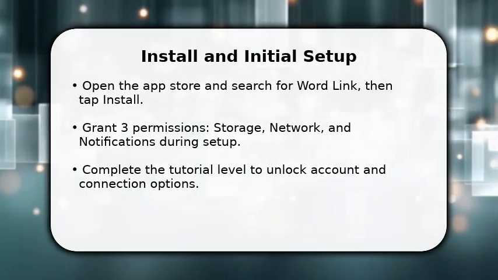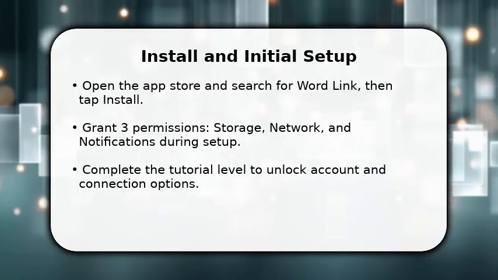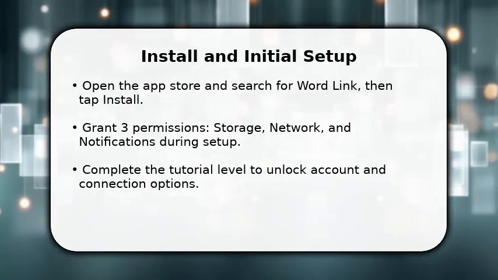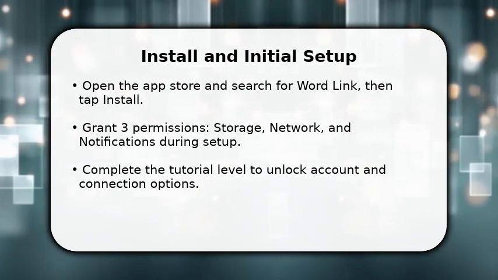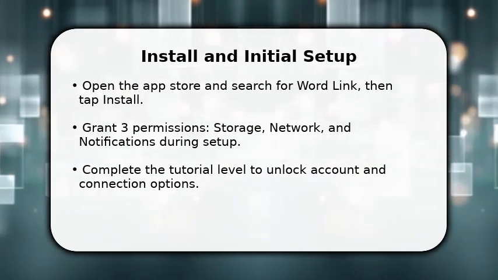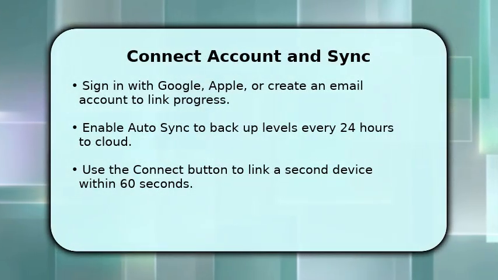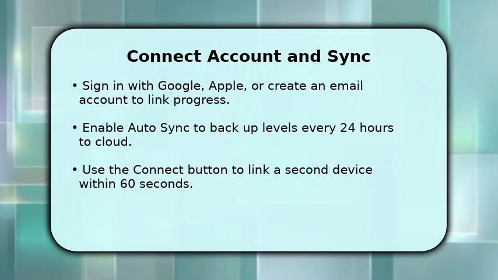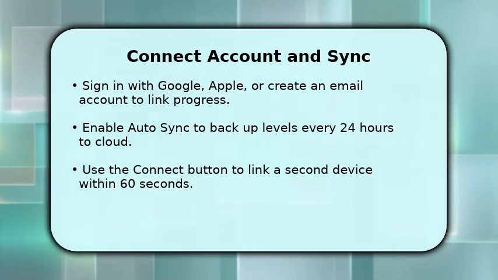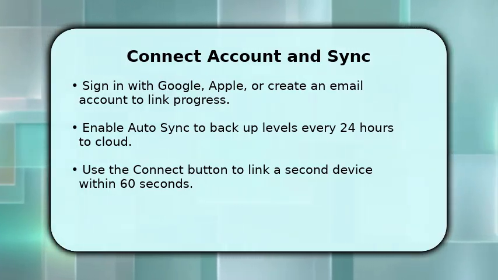Keep your device on Wi-Fi with at least 3 Mbps download speed during setup to avoid interruptions. Tap Confirm when the app requests access to media and network services to proceed. Sign in using Google, Apple, or create an email account to link your progress. Tap Sign In, enter credentials, and allow account permissions to complete linking.